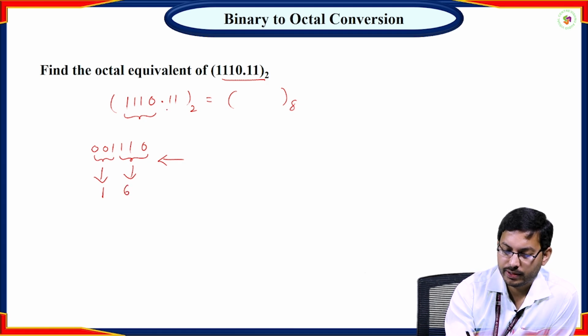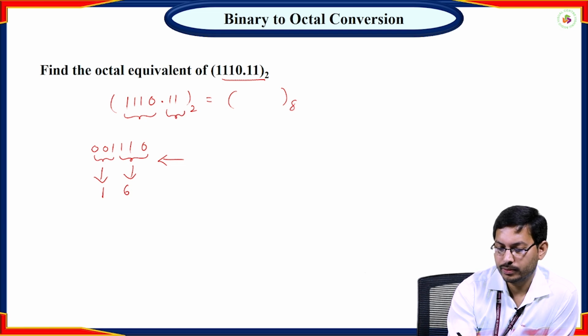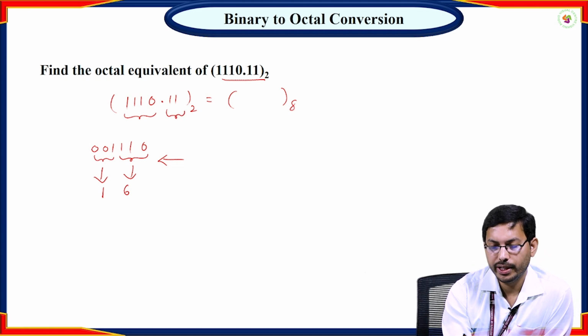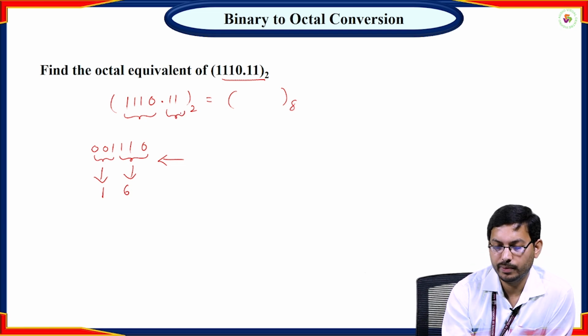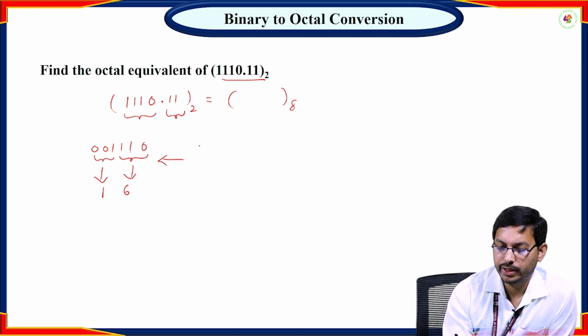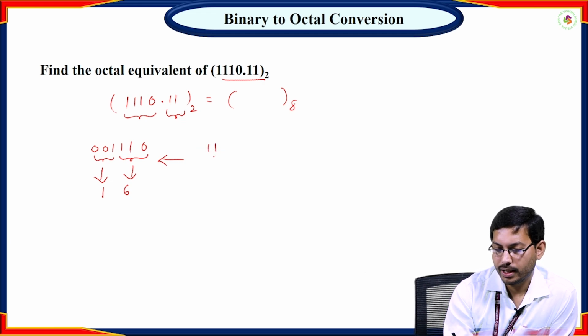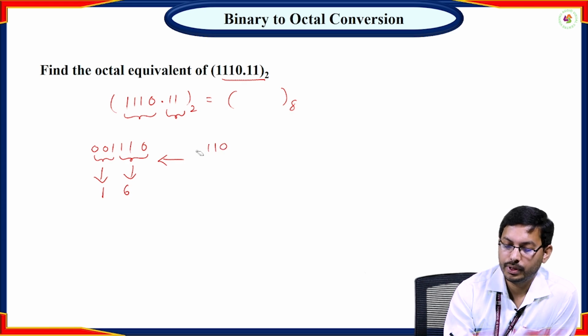So now coming to this, after this point, whatever the binary values are there, we need to convert this value into the octal number system. Here we have 1 1, and in the octal number system 3 digits are needed, but here only 2 digits are there. We need to add 0 here, not here. So after adding 0 here, this value is equivalent to again 6.